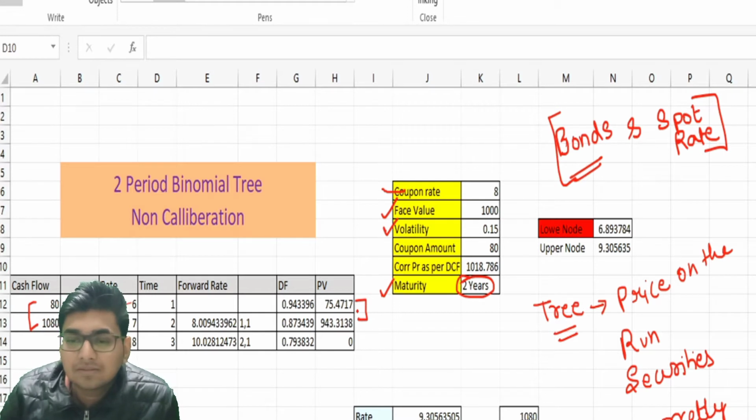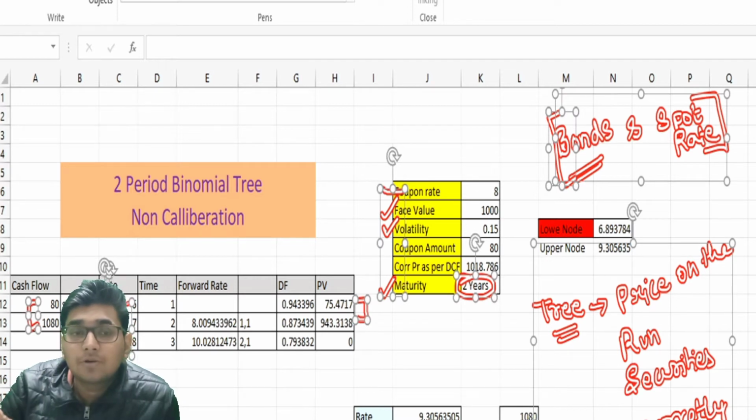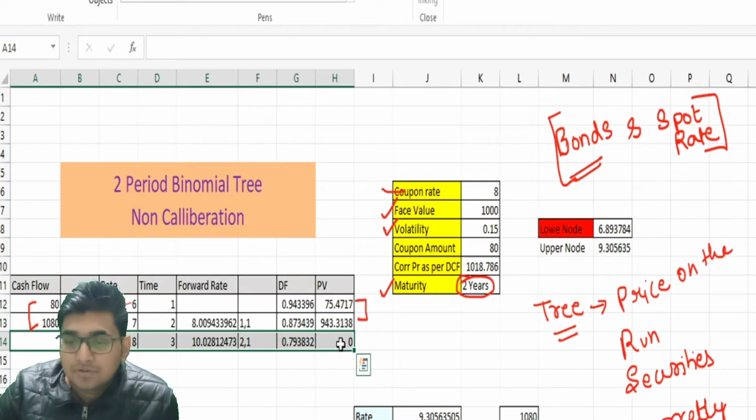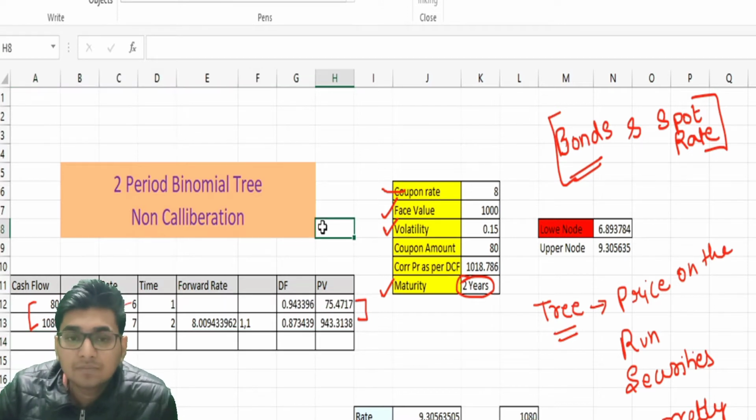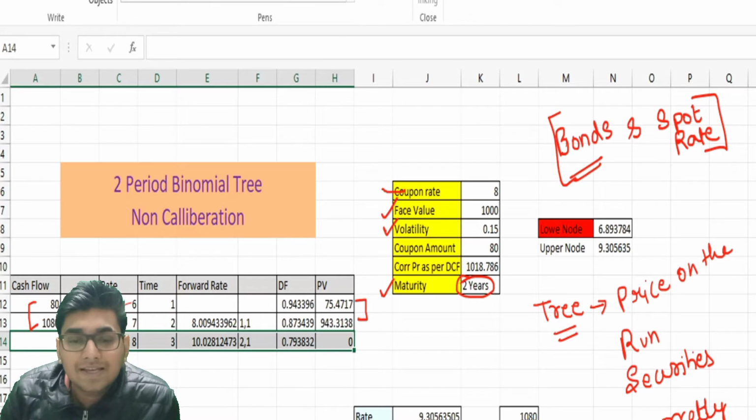Because this is something which is not needed now, but it will be needed in the future when I'll be drawing a 3-period binomial tree model. This is only a 2-period binomial tree model. Clear? So now let us move ahead. First of all, when I have to draw a tree, I need to ensure that I have the spot rates with me. I have the spot rate, that is 6%. Now I have already explained to you how to calculate the top node as well as the lower node. First of all, for this I need to find out a forward rate.